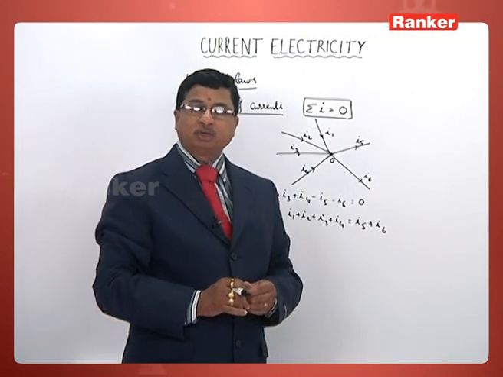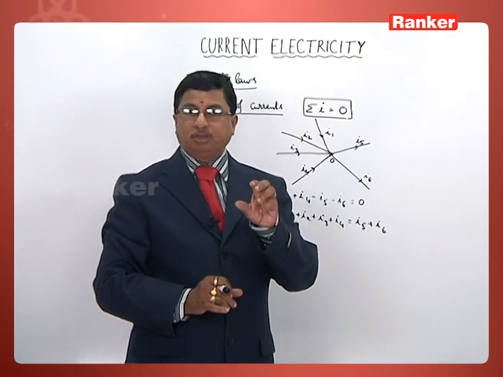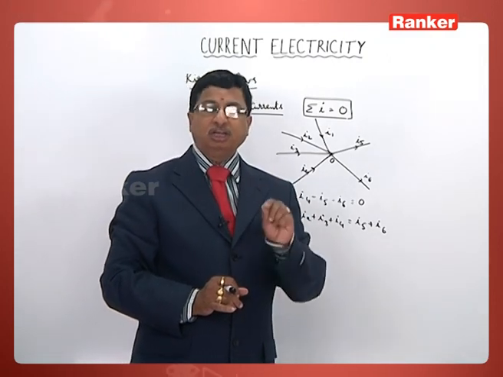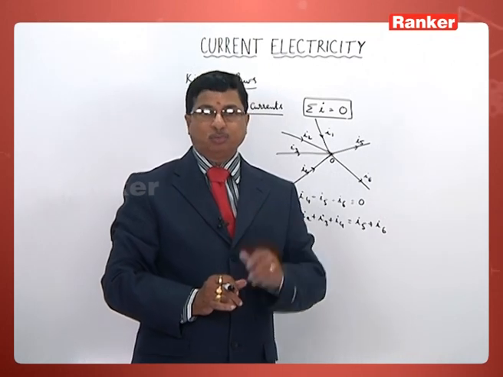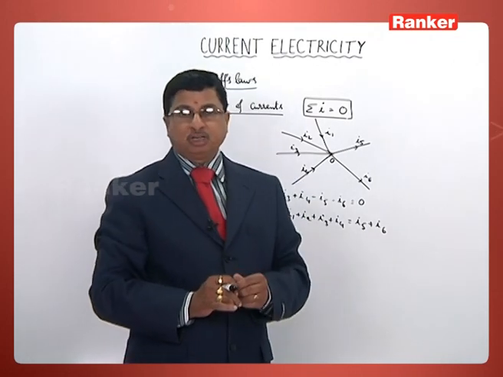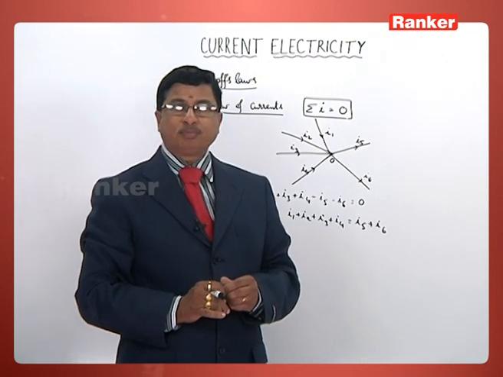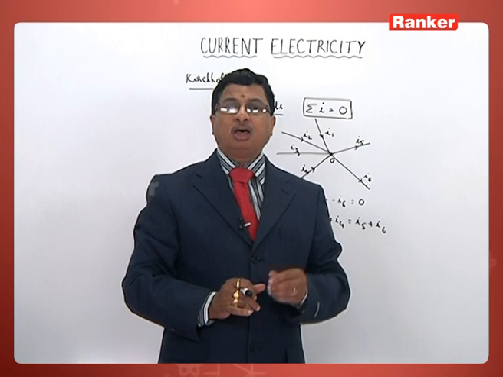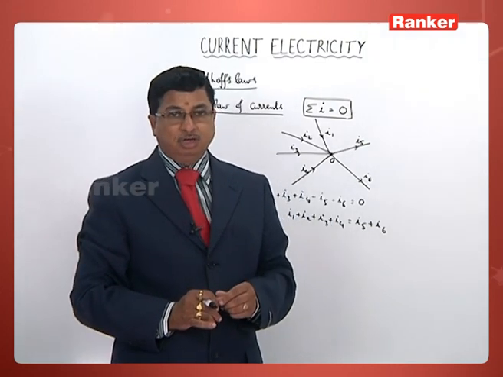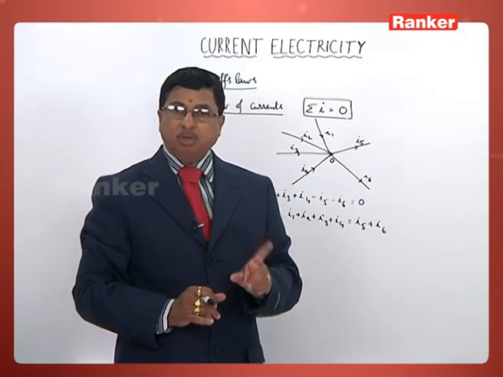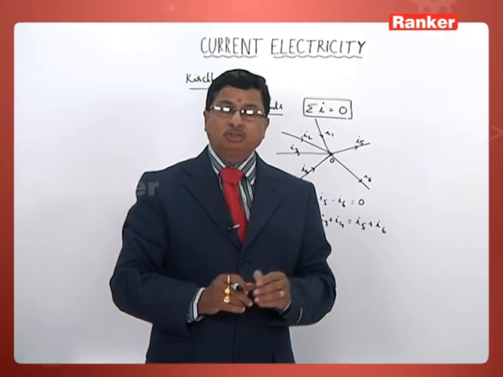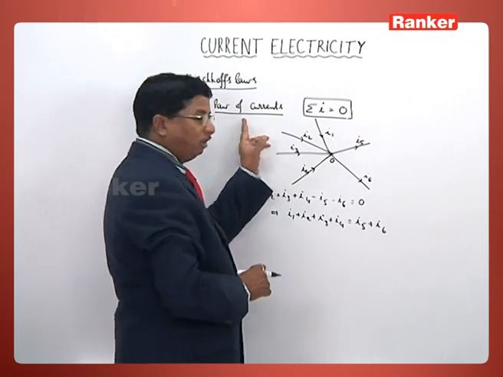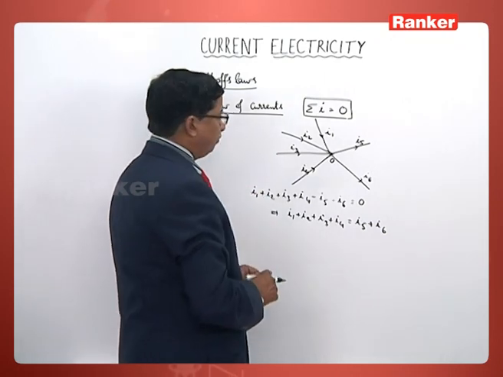In other words, we can say the algebraic sum of currents across any junction in any circuit will be 0. One theoretical importance of this equation is this: it is a direct application of the law of conservation of charge. So, theoretically, one should remember this is according to the law of conservation of charge. That is the importance of the first law of Kirchhoff.